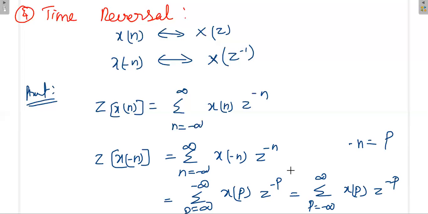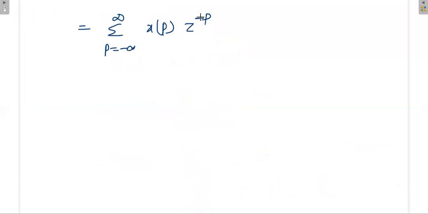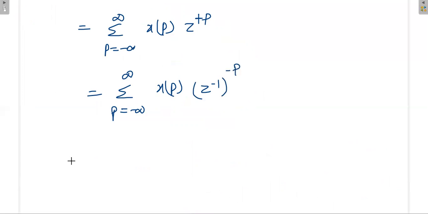So I think we have made a mistake here. Minus n is plus p, so here it will become plus p. This is also plus p. Now this we can modify like summation p goes from minus infinite to plus infinite, x of p, z inverse whole power minus p.